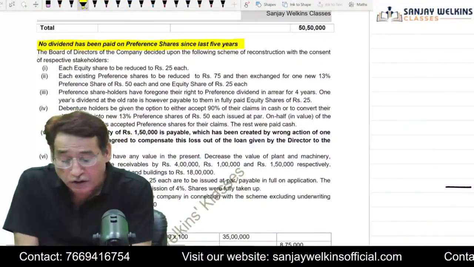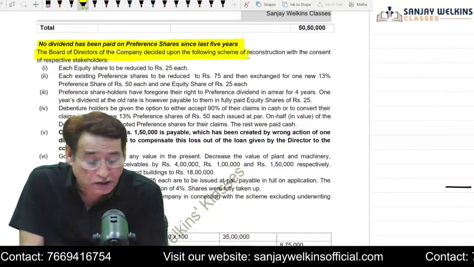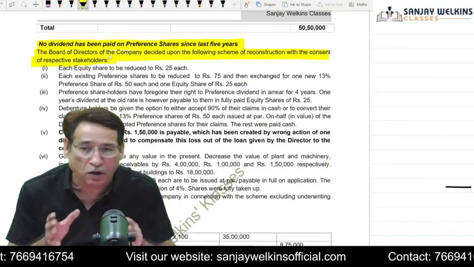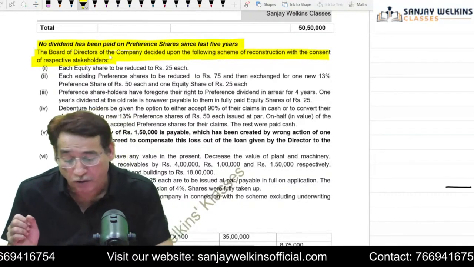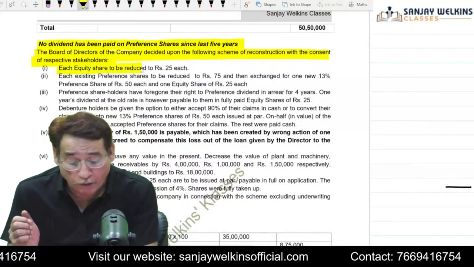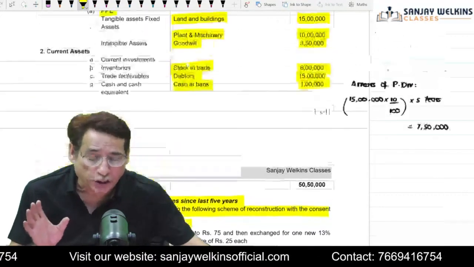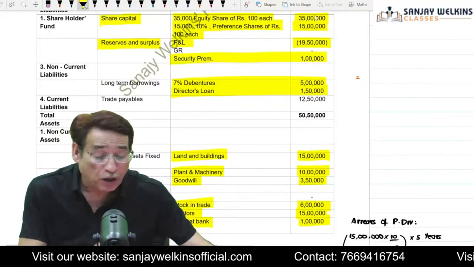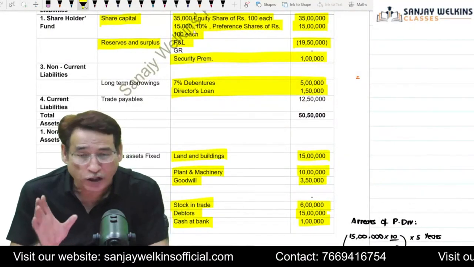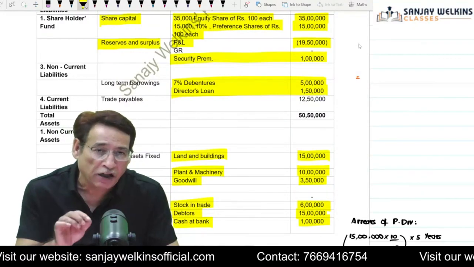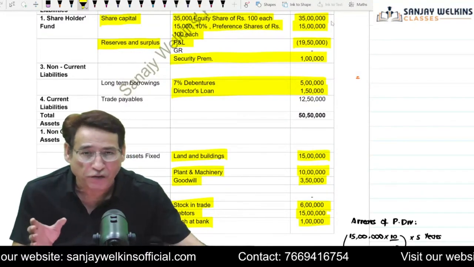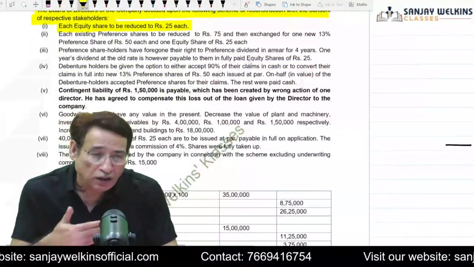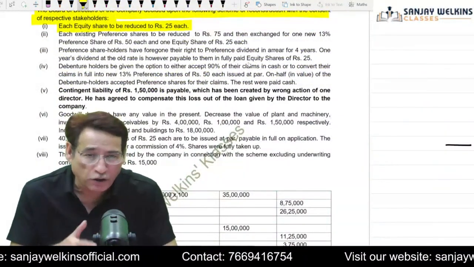Now, the question further states that the board of directors of the company decide upon the following scheme of reconstruction, and the consent of the respective parties has been taken into account. Point number one, each equity share will be reduced to 25 each. Our equity share capital at this moment is 35,000 shares of rupees 100 each. So my entry will be equity share capital account debit, in bracket 35,000 into 100, 35 lakh. Because now the equity share capital has been reduced to 25, I will write equity share capital credit. This is our new equity share capital.